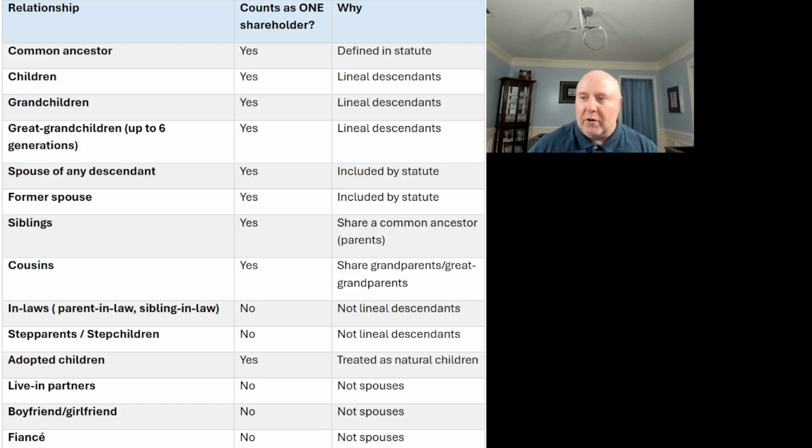Siblings. So you and your sibling own a share. Hey, great. You're one shareholder. But not your in-laws. Your in-laws don't count. Stepchildren do not count for whatever reason. Adopted children do. Stepchildren do not count as a separate shareholder under this rule. So if your stepchildren owned it, they would be a separate shareholder than you. Although there's some other things with that, but we'll leave it right there.